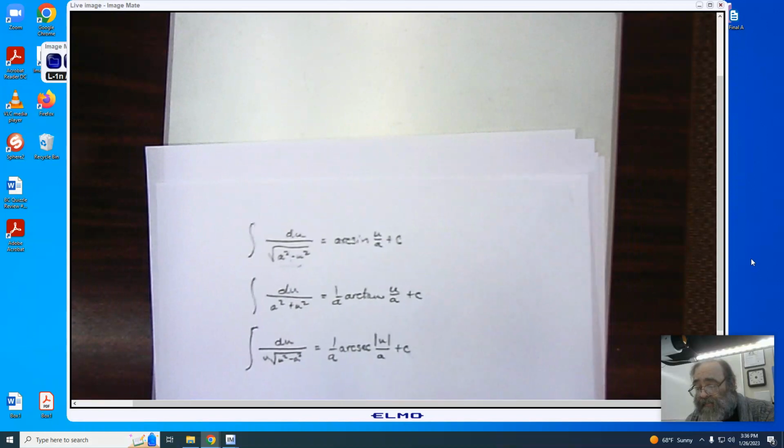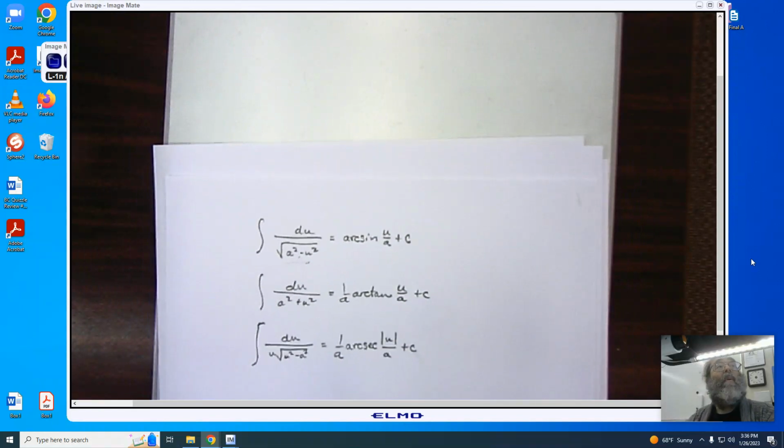So I'd like to just begin by pointing out to you the formulas that we're going to be working with. The integration of du divided by the square root of a squared minus u squared equals arc sine of u over a plus c. The integration of du divided by a squared plus u squared equals 1 over a arc tangent u over a plus c. And then the integration of du divided by u times the square root of u squared minus a squared equals 1 over a arc secant absolute value of u over a plus c.